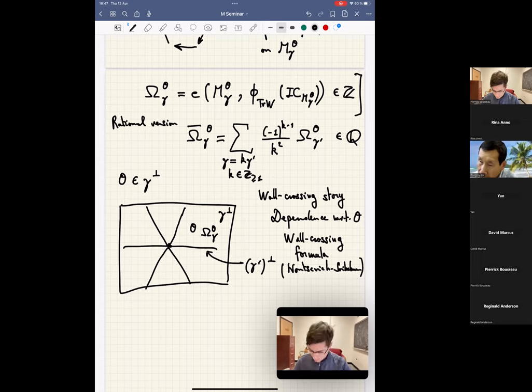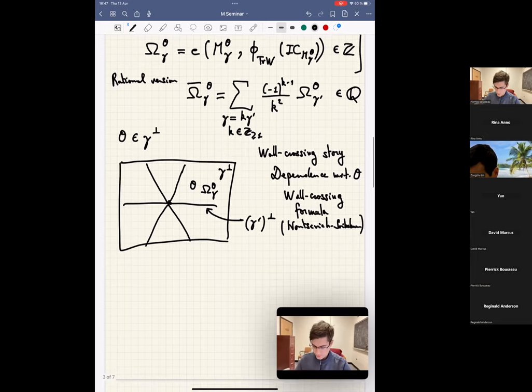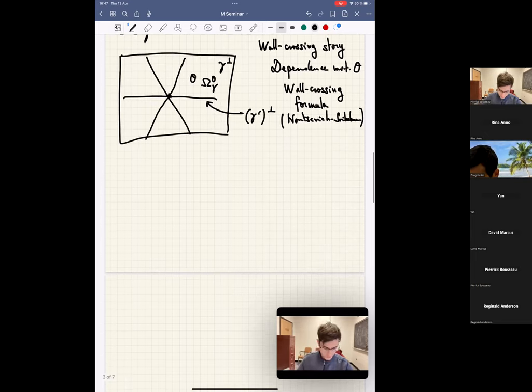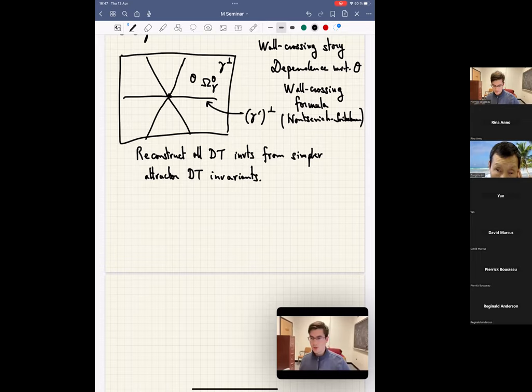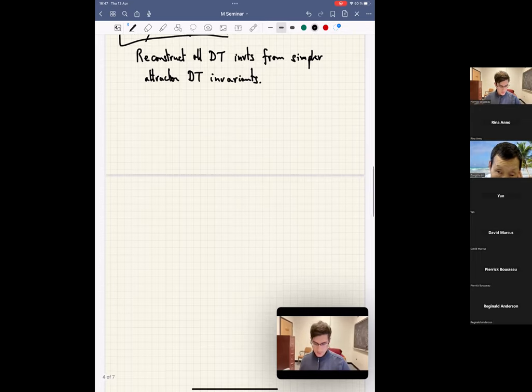And what I will describe now is how to use this wall crossing formula to rewrite the general DT invariants, omega gamma theta, in terms of simpler invariants in general called attractor invariants. So we will reconstruct all DT invariants from simpler attractor DT invariants. And to define these attractor invariants, I need some extra notation.